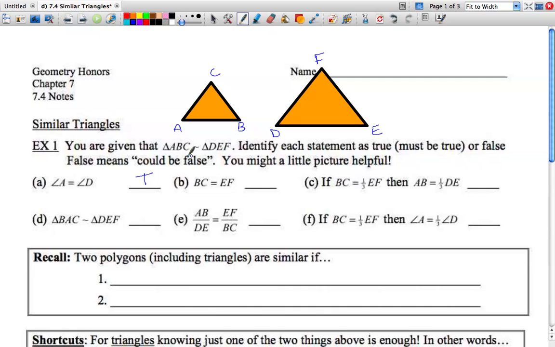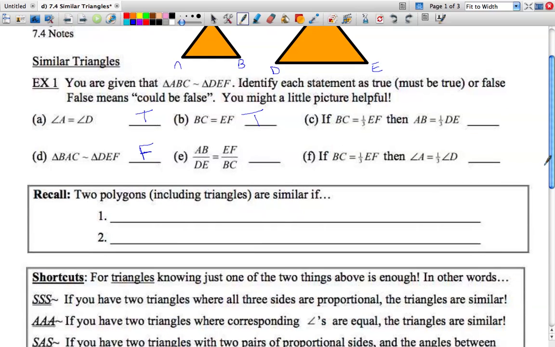BC and EF. BC is the segment here, EF is the segment here, or you can look at it in the picture, and that is also true. We'll skip C and we'll go over that in class. What about triangle BAC and triangle DEF? Well, does angle B line up with angle D? No, so the answer for this one would be false. And the rest of these we'll fill out in class and go over the answers.